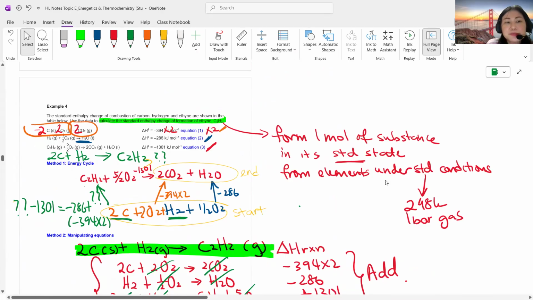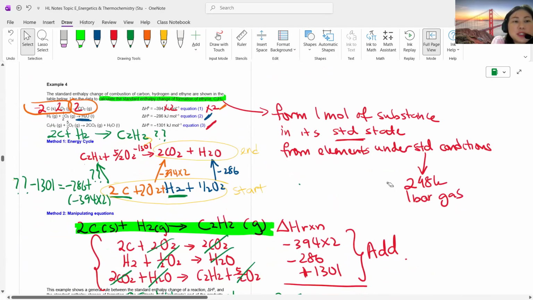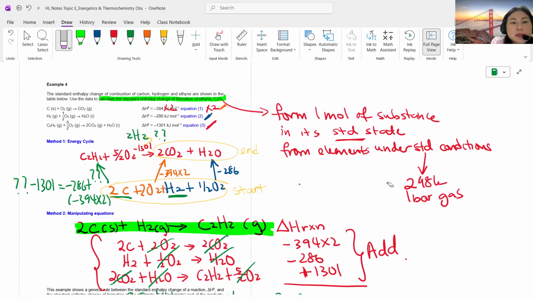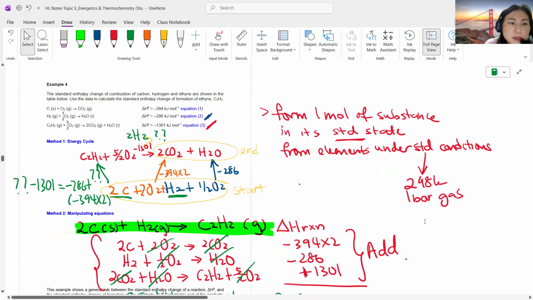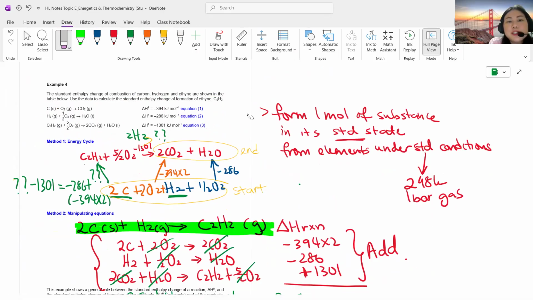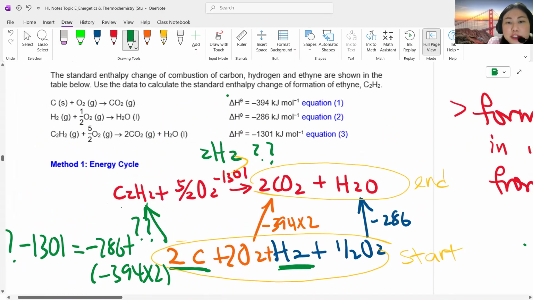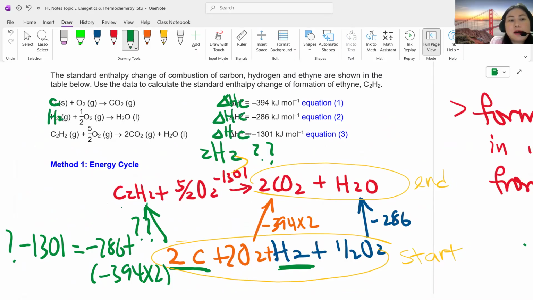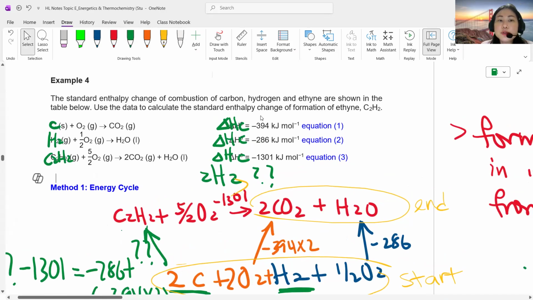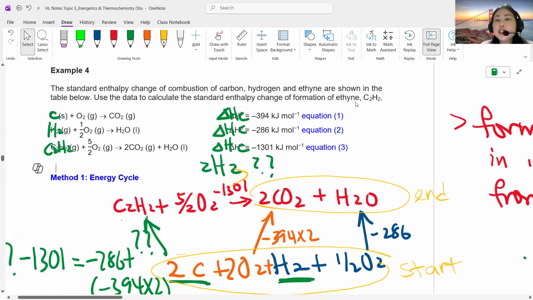The example will be this. Remember this question? They say that the enthalpy change of combustion values are shown. So all these values that we are seeing here are combustion, actually delta HC. HC of carbon, delta HC of hydrogen, delta HC of C2H2. So I have all the delta HC, and I'm supposed to use them to calculate the formation of ethyne.